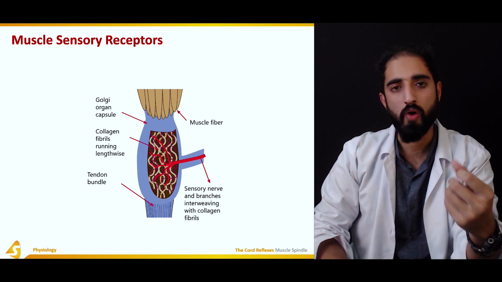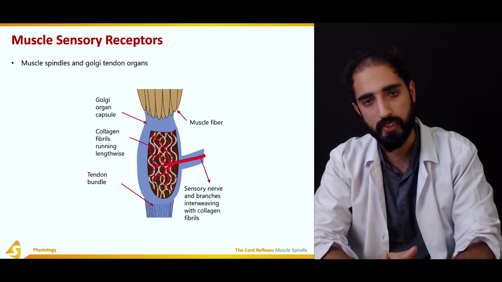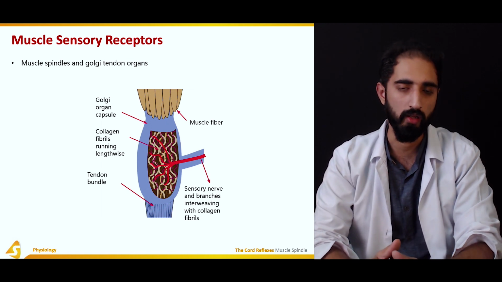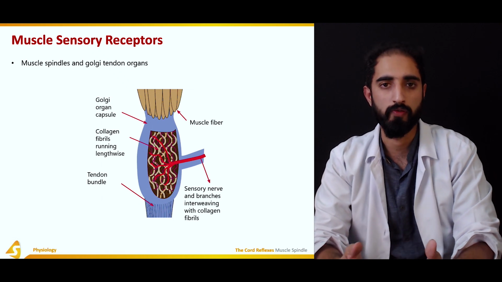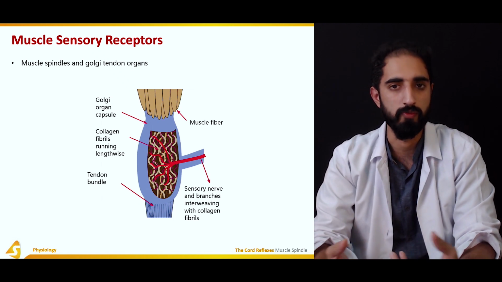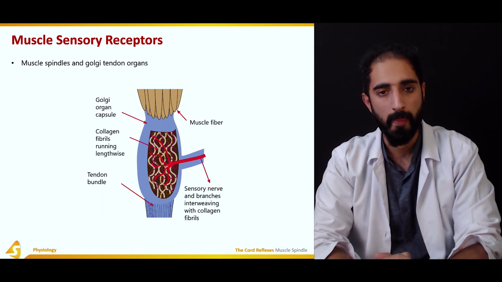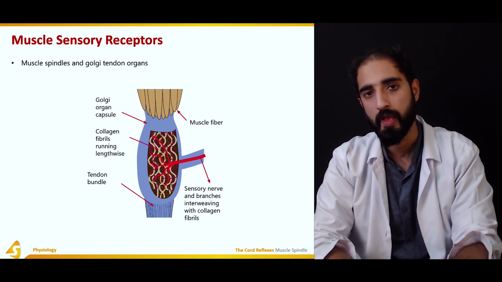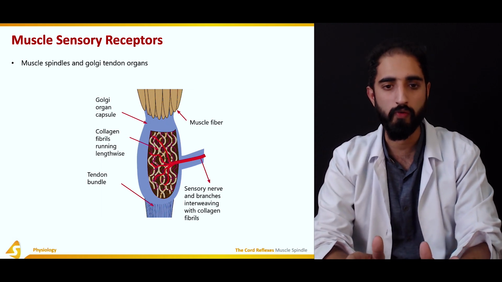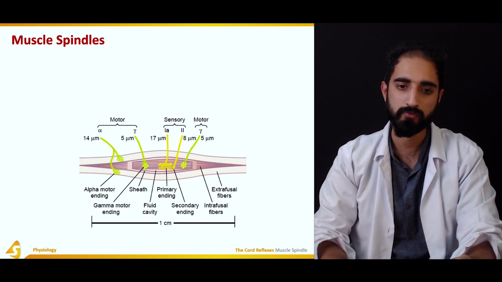So let's start off with muscle sensory receptors. There are two types of muscle sensory receptors. One is the muscle spindle, which is present in the muscle belly itself in the form of intrafusal fibers, which are present between the extrafusal fibers of the muscle. And the other is the Golgi tendon organ, which is present in the tendon. In this part, we're going to focus on the muscle spindle and its structure and innervation.